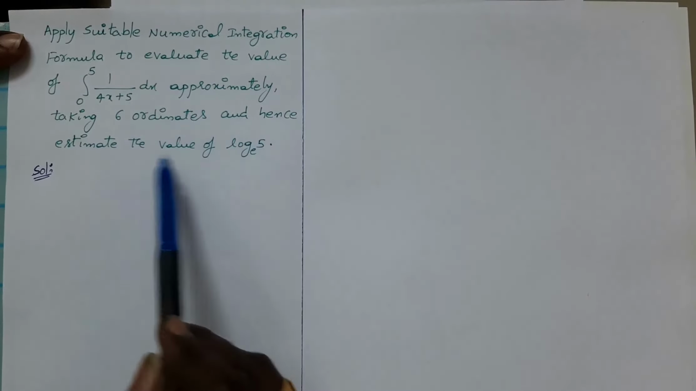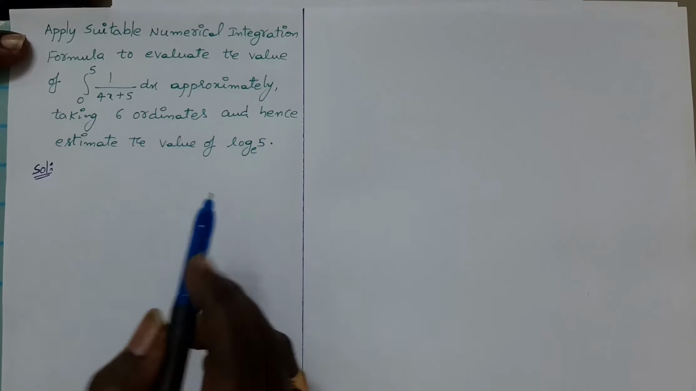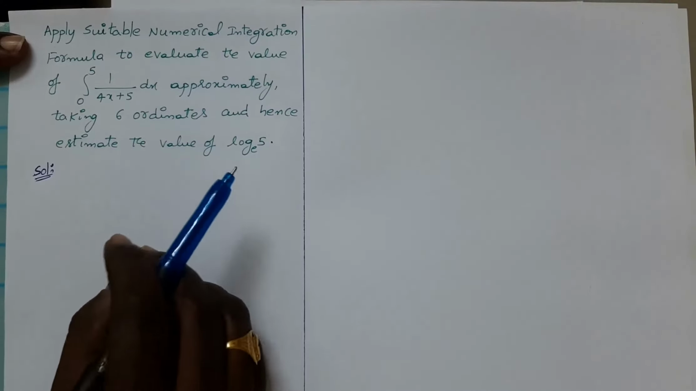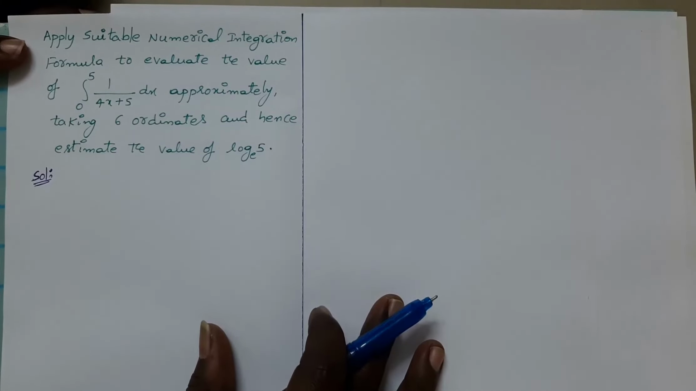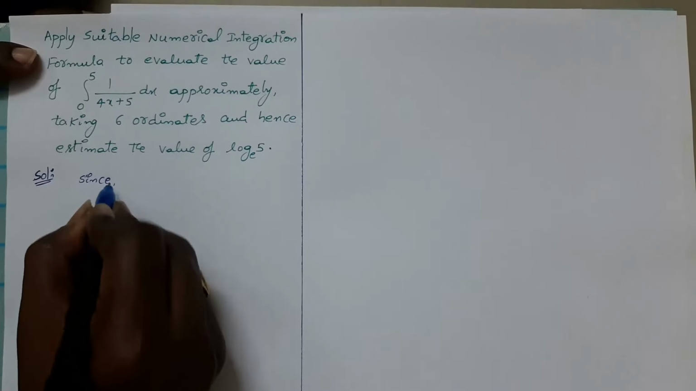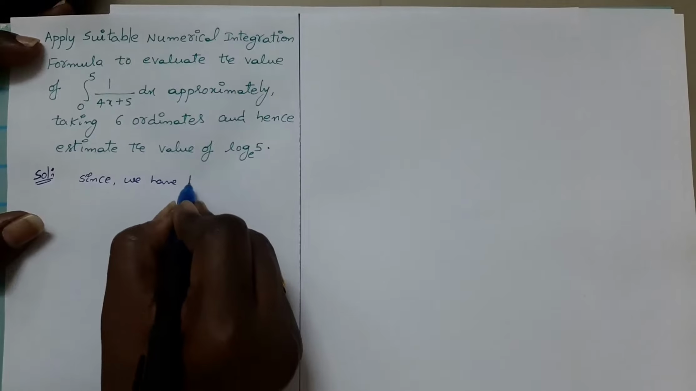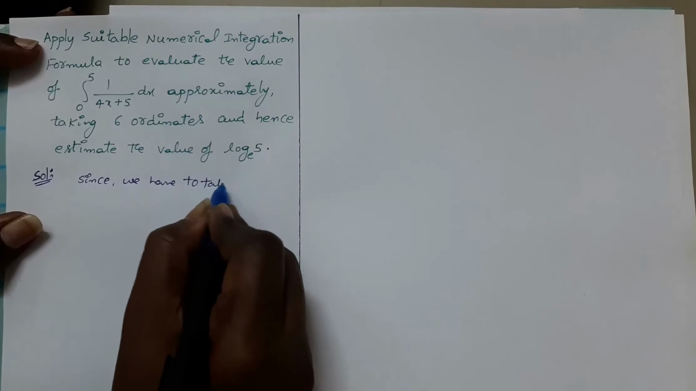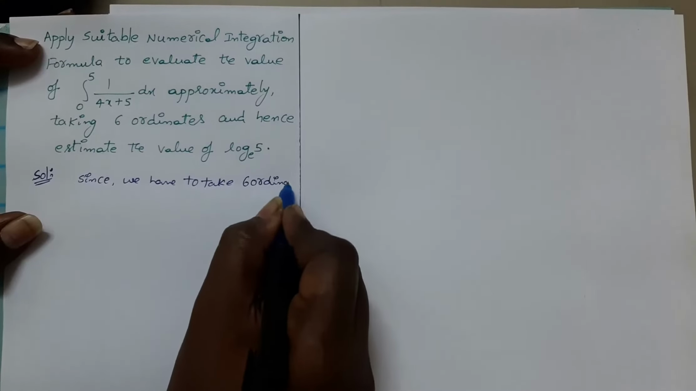Okay, the given problem has two parts. So first of all, look at the first part. Here, particularly the formula is not provided to you, so you should identify which formula is going to apply here. Since we have to take 6 ordinates, ordinates are nothing but functioning values.